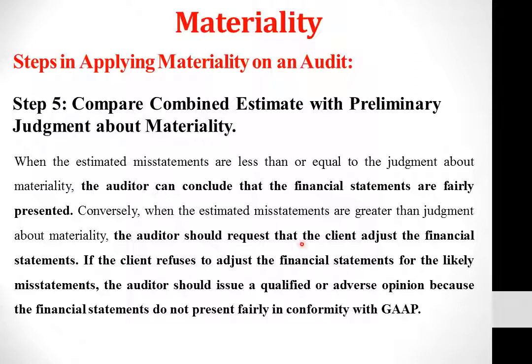He is going to ask the client to adjust the financial statements. If the client refuses to adjust the financial statements, then the auditor should issue a qualified or adverse opinion. If he accepts to adjust the financial statements, then the auditor concludes after the adjustment that the financial statements are free from material misstatements. Okay, these are the five steps of materiality.